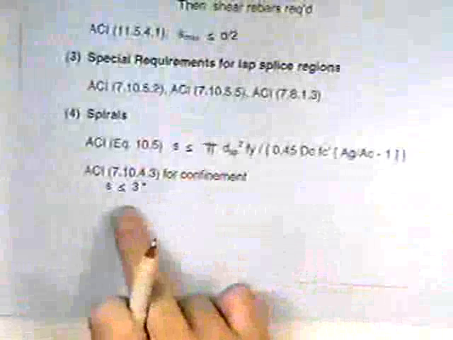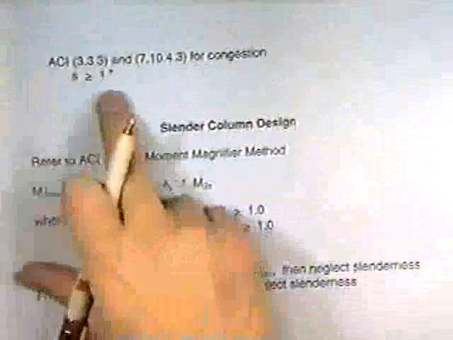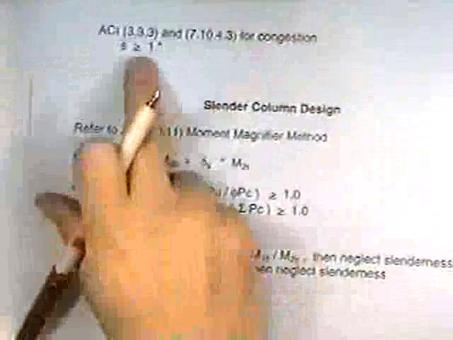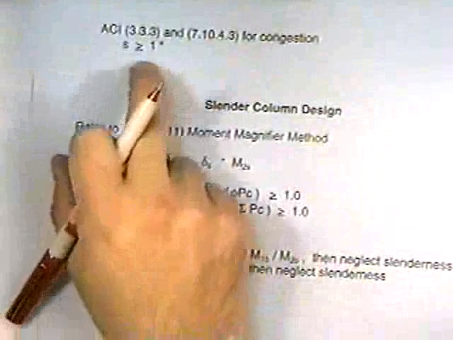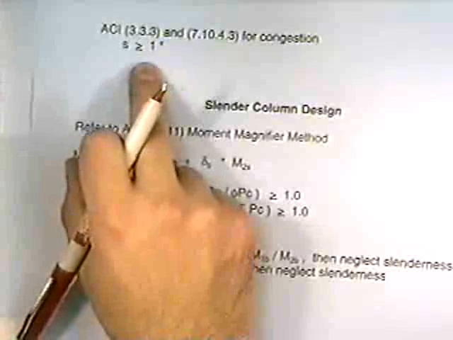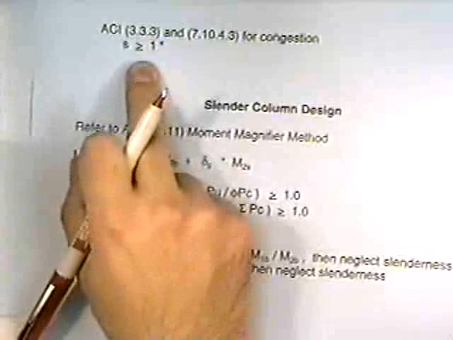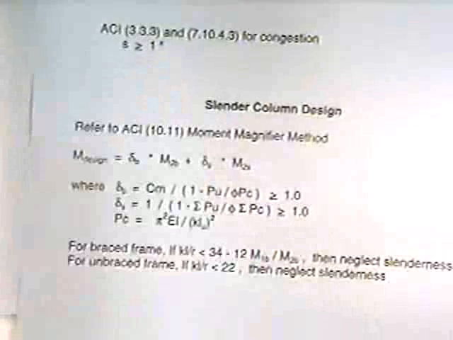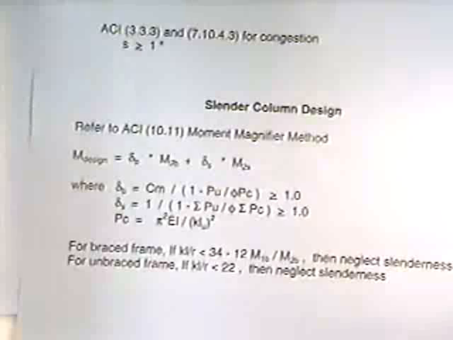Now, when you calculate your S here, it must also be less than 3 inches, and that's for proper confinement. To avoid congestion, it must be greater than 1 inch. Alright, now in high seismic zones, spirals are used quite a bit, and these things could be spaced at 1 inch spacing. So just imagine having a column that's 12 feet tall with number 10 longitudinal bars, and then you have these hoops at 1 inch spacing. Alright, all the way up this column. Just imagine trying to pour that concrete. Alright, it's difficult, but it's required to resist the earthquake.